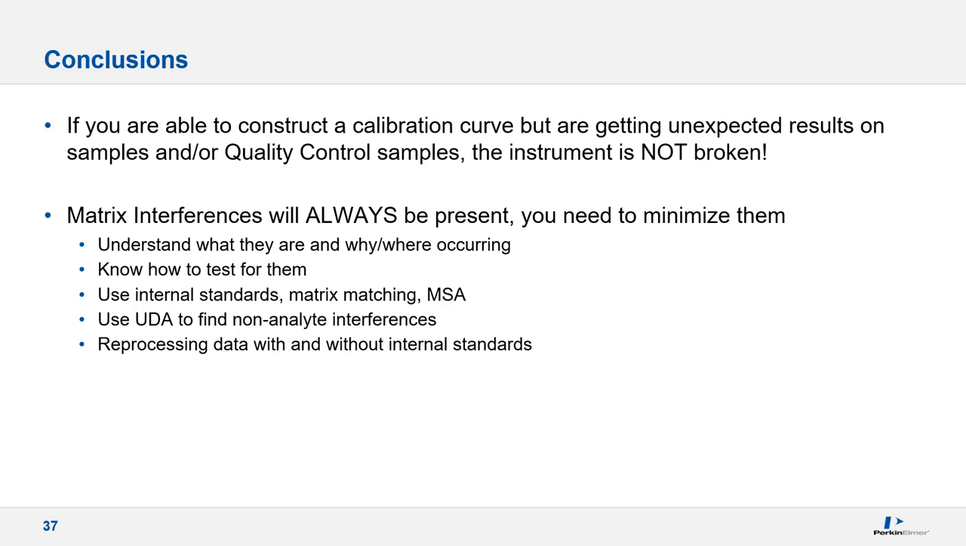Matrix interferences are often the culprit, but unrecognized by a lot of users of ICP with many years' experience. Hopefully, today's talk has given you an understanding of what they are, how they occur, and how to test for them, in addition to some ways to mitigate their effects on your results.